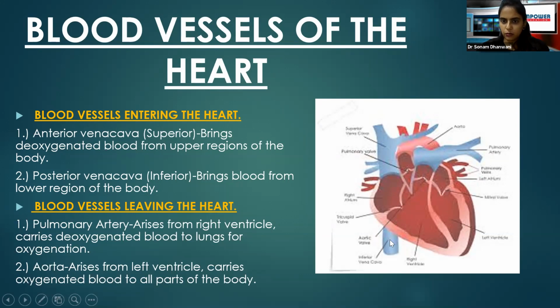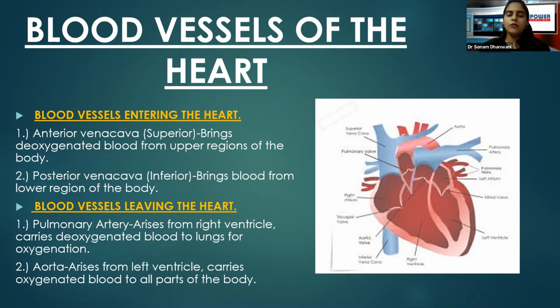Okay, so these are the 2 blood vessels which are entering the heart. ठीक है, ये ऊपर की साइड से है, ये lower side से है. So anterior vena cava or superior one brings deoxygenated blood from the upper regions of the body. Correct? Because it is located towards the upside. And posterior one will bring blood from the lower regions of the body. Correct? Are we clear with these vessels?